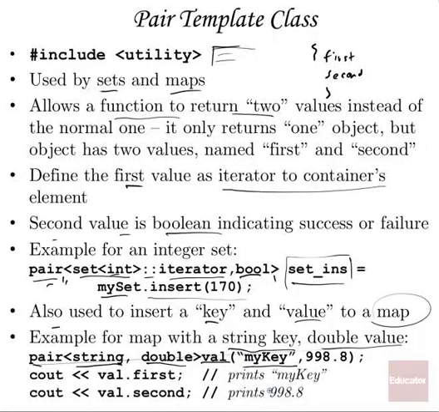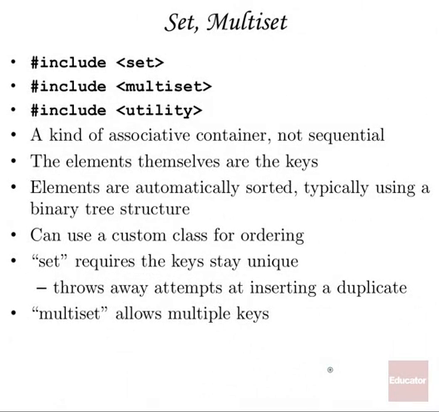And we're initializing the first one to my key in quotes, and the double value is 998.8. So if we print out the first value, it'll print my key. If we print out the second value, it prints out 998.8. And so now if we had a map where this was the type, we could take this value and insert it into our map so that later on we could search for my key and find out that my key is associated with 998.8.